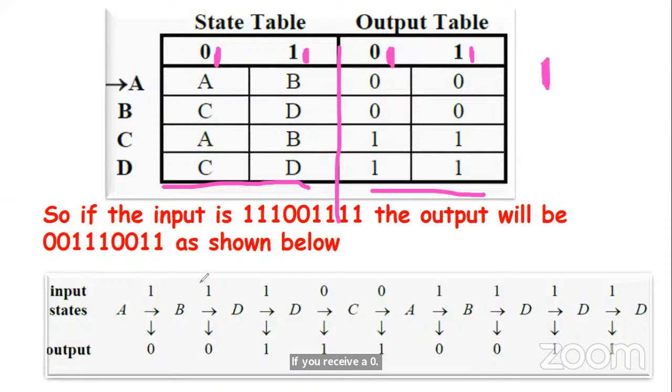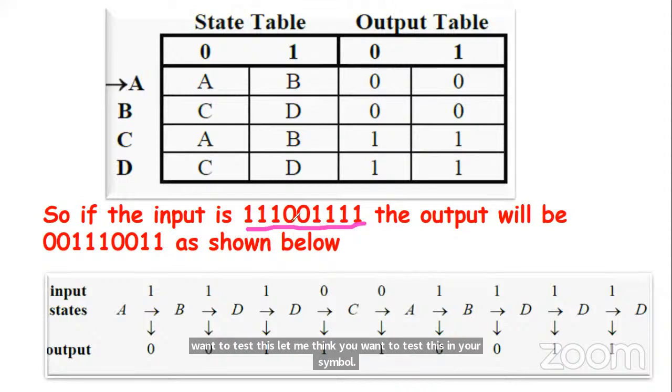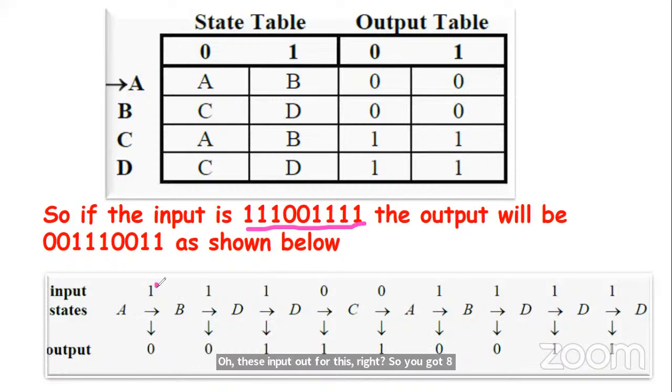right? So now we say we are at A, and want to test this. You want to test this input symbol or this input alphabet, right? So you are at A, you receive an input of 1. It takes you to where? B.